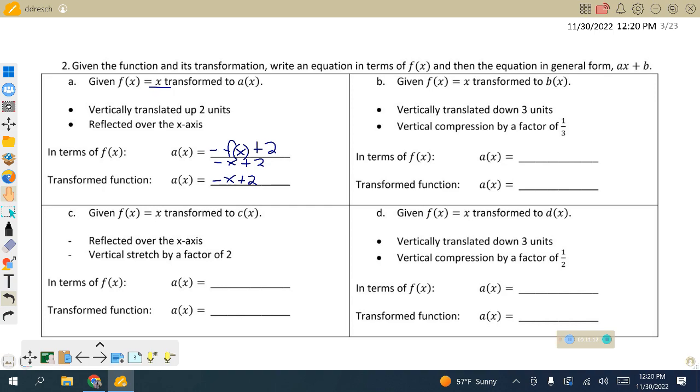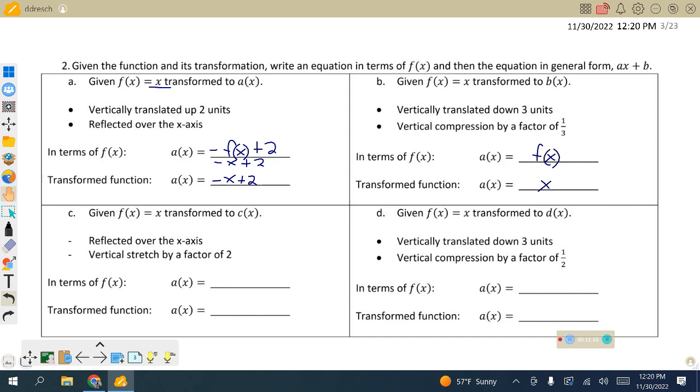Okay. All right, taking that element on the next one. Let's look at letter B. Read the description. Let's create the f of x, and then let's create the transform function. When I say in terms of f of x, I should see in your answer there f of x. And when I see the transform function, I should just see an x somehow. So read through that, 2 pieces that we want on there.